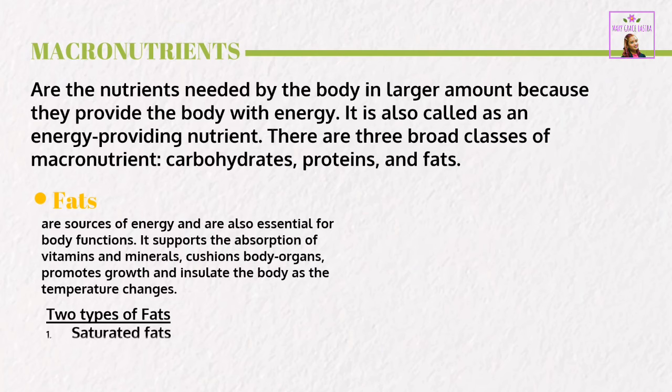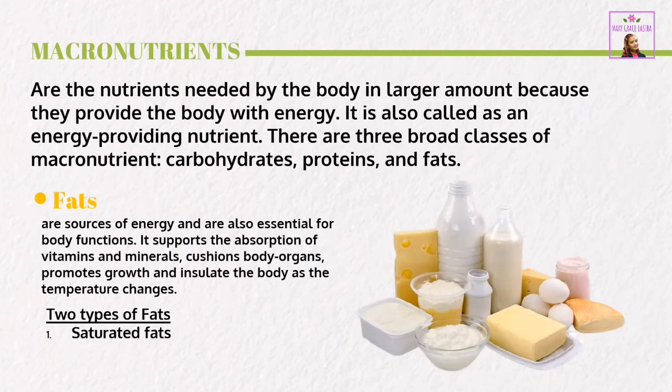The first one is saturated fats. These are fats found in meats and other dairy products. They tend to become solid at room temperature. Too much saturated fat can produce a high level of cholesterol and can increase the risk of heart disease.